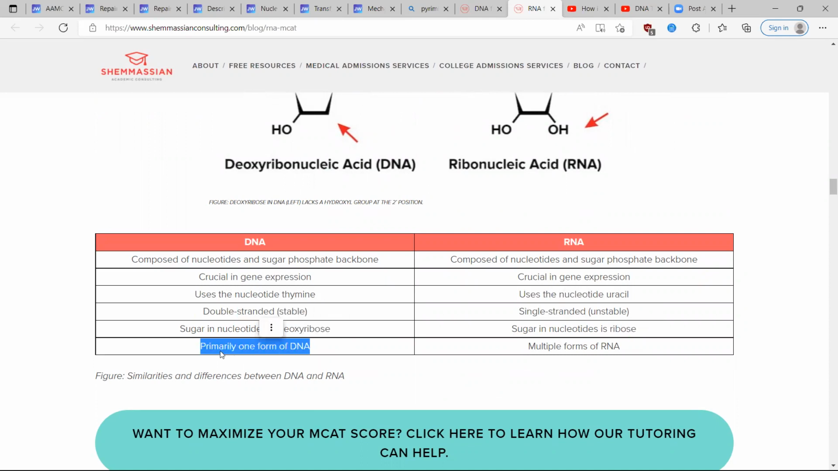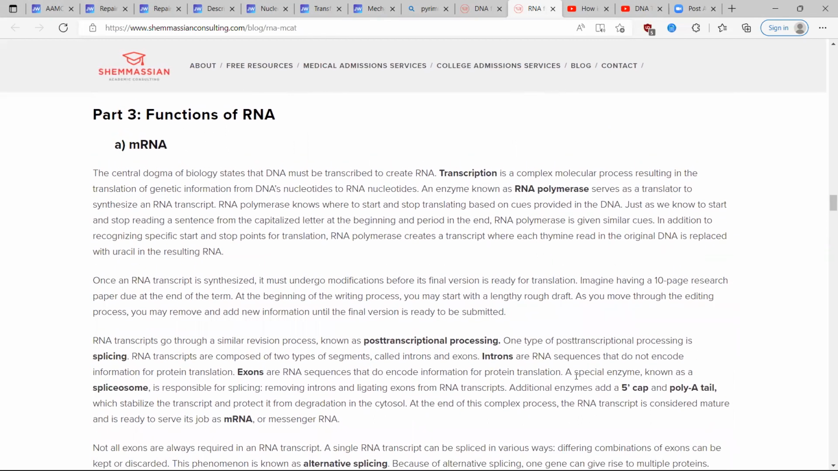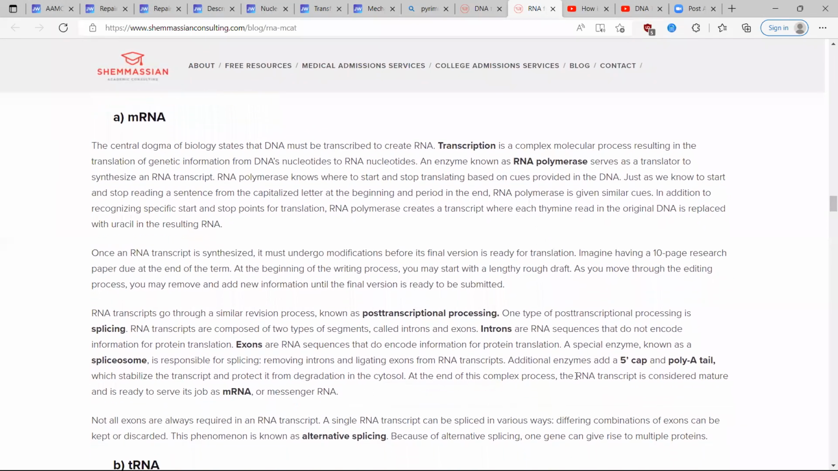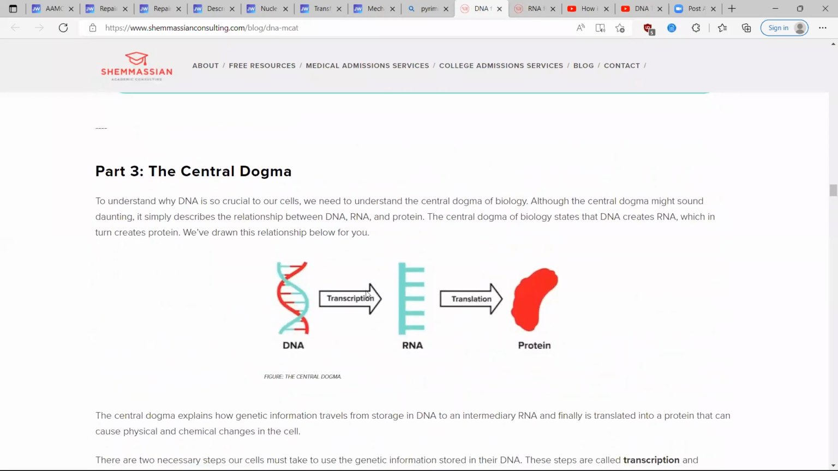Now here's the big deal. There's primarily one form of DNA, double-stranded DNA, right? It's called dsDNA, double-stranded DNA. There are multiple forms of RNA because there's multiple forms of information that we need. The first one is mRNA or messenger RNA. And this is why I went to here from Central Dogma, because mRNA comes up in transcription.